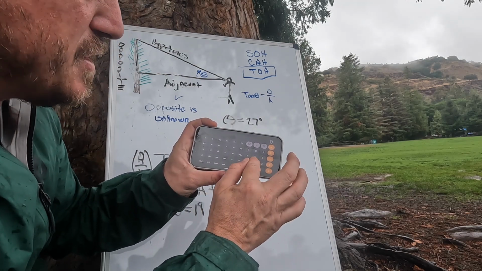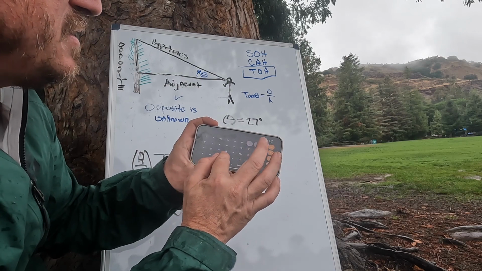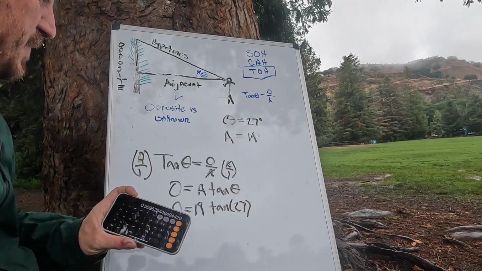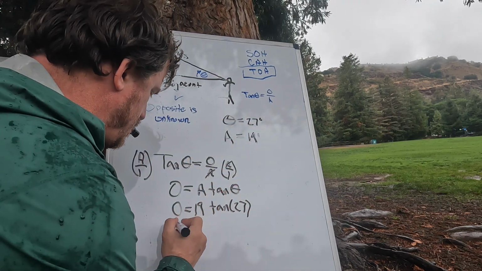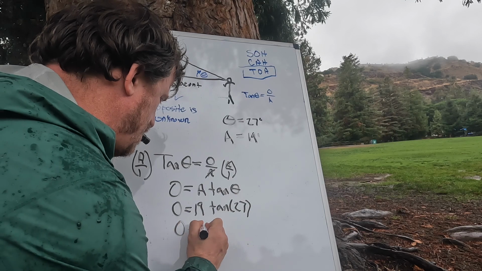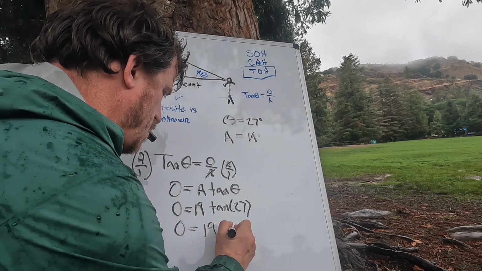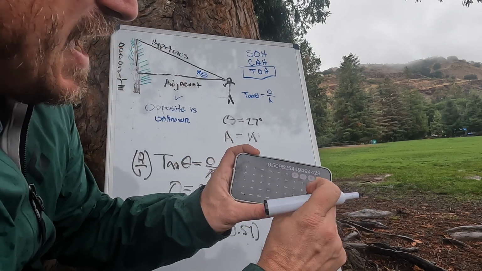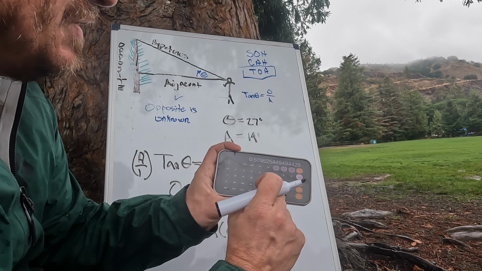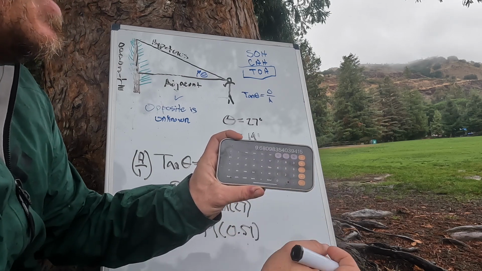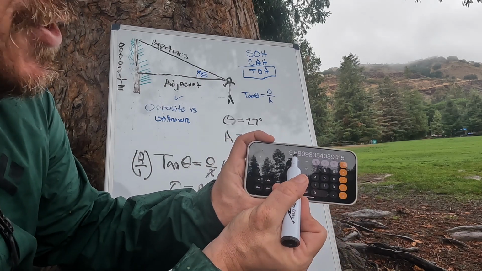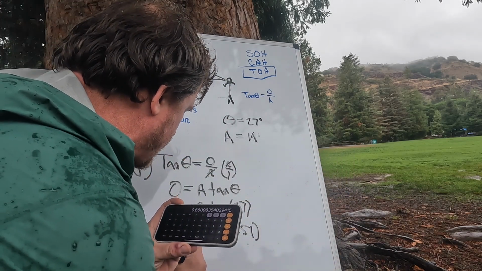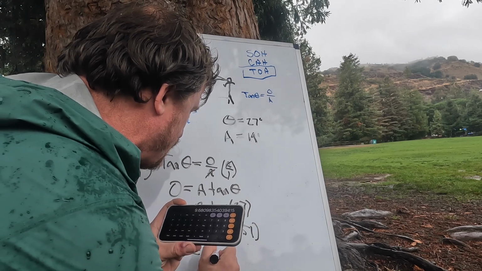So for the iPhone, you're typing in the number first. 27 tangent. That's 0.5, let's round that up to 0.51. And now times 19. Now you would think, is the height of the tree really just 9.68? So let's just round that up to 9.7 feet, because that's what the opposite is saying. The opposite is 9.7 feet.